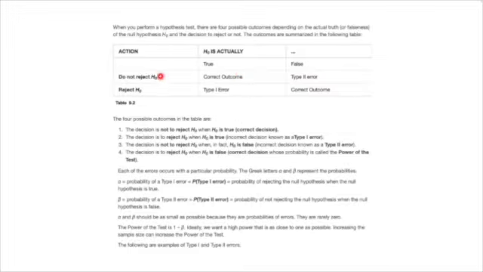You could fail to reject the null, saying it could be true, when the null is actually false. That's called a type 2 error. You could reject the null, but it's actually true. So you said it's false, but it's actually true. That's a type 1 error. If you reject the null and it actually is false, so you said it's false, and it is false, that's the correct outcome.